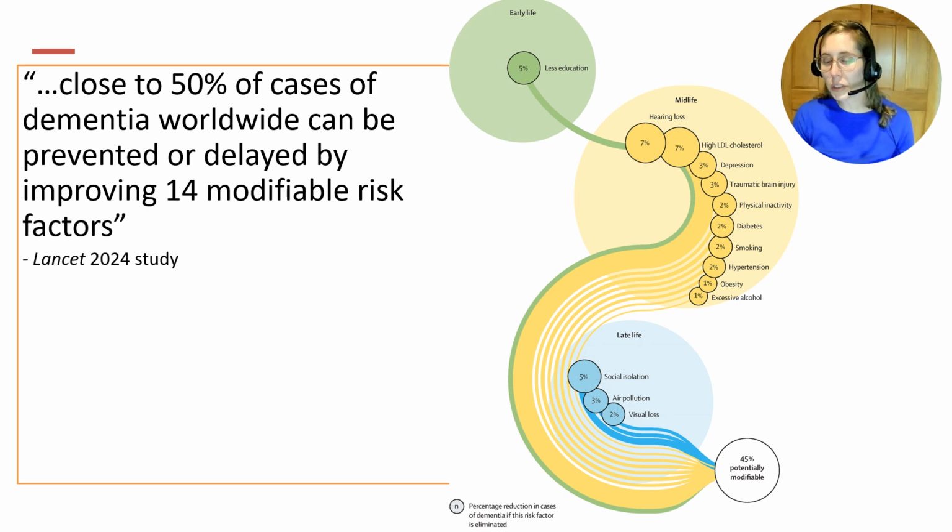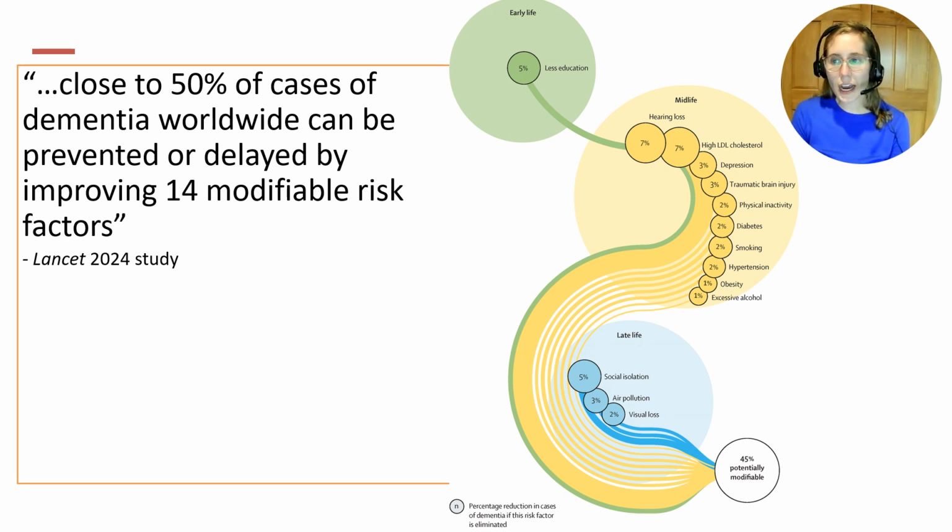Meaning if you go through and add up all of those little bubbles, add up all of those percentages, it will add up to close to 50%. It adds up to just over 45%. So over 45% of dementia is potentially modifiable. So this is big news, people.